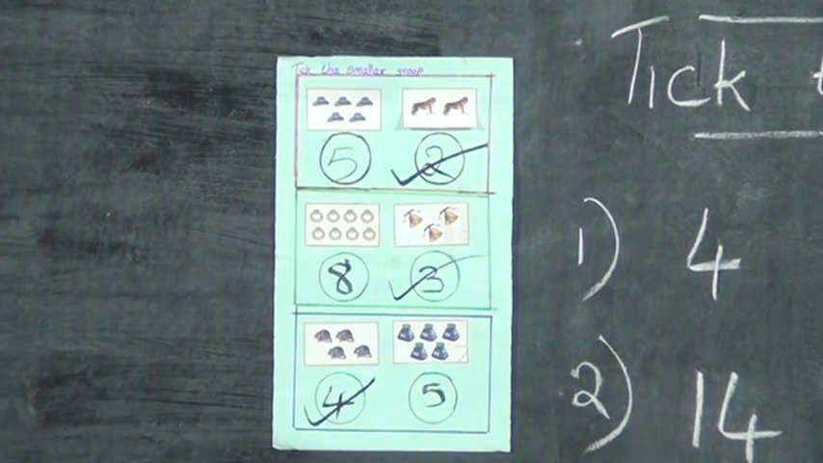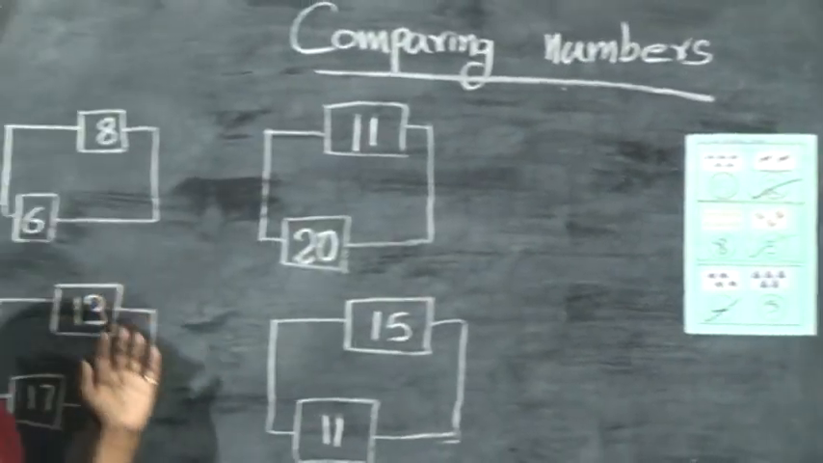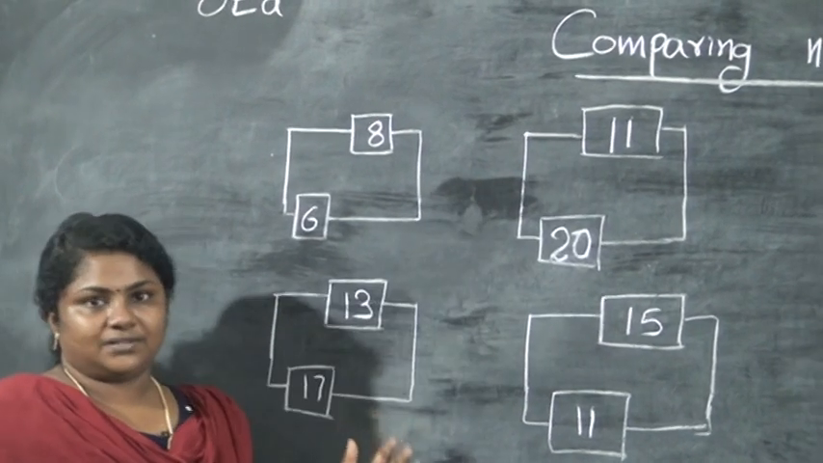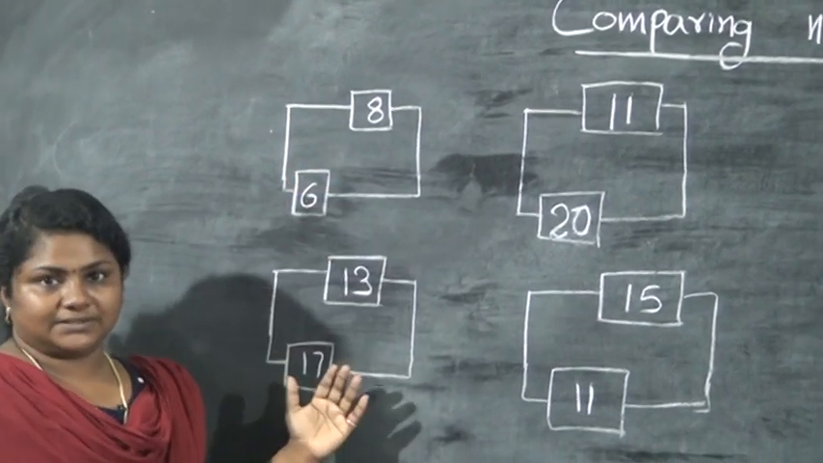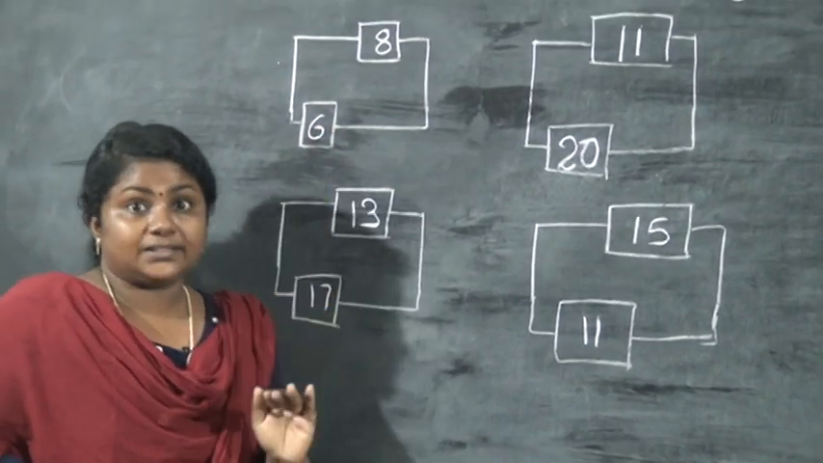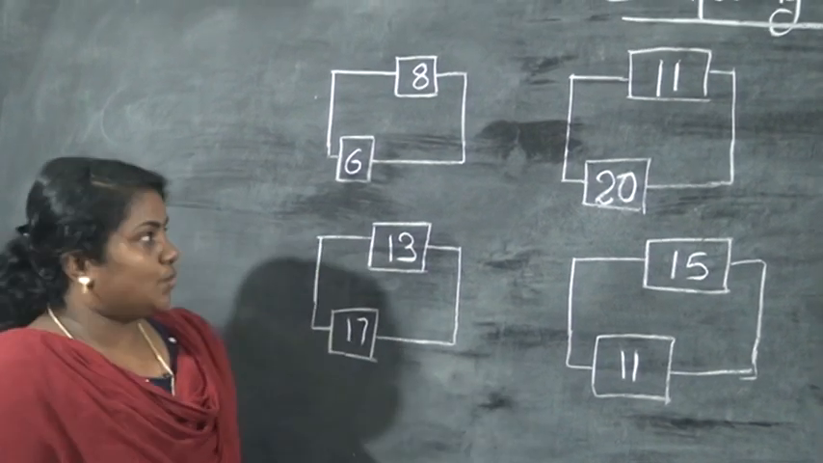Okay, understood? Okay, now we can do some more exercises also. Listen here. Here you can see 2 numbers in each block. ഓരോ ബ്ലോക്സിലും 2 numbers ഉണ്ട്. We have to compare those numbers and take the greater one.